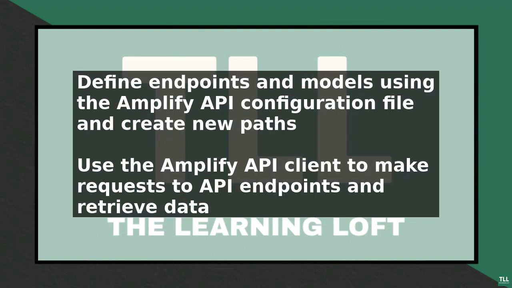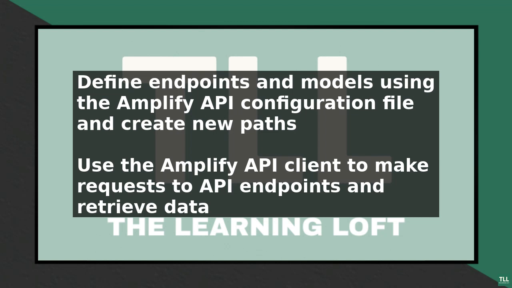First, install the API client library by running the command npm install aws-amplify. Then, import the API client in your code and use it to make requests to your API endpoints. For example, to retrieve a list of items, you can use the following code. First, import the API client and initialize it with your API endpoint. Then, use the API client to make a GET request to the endpoint.